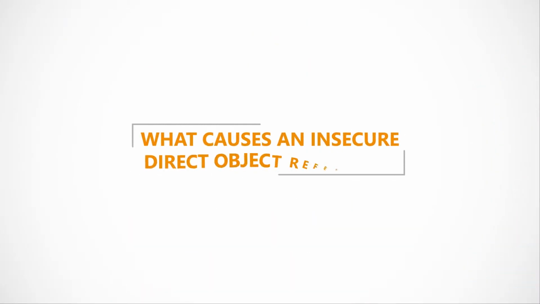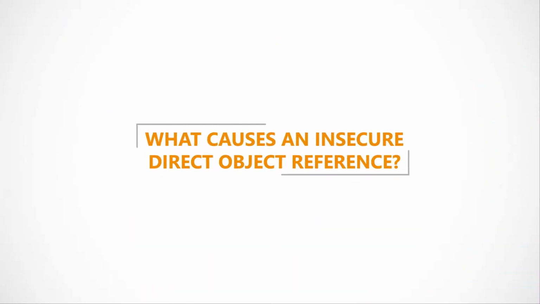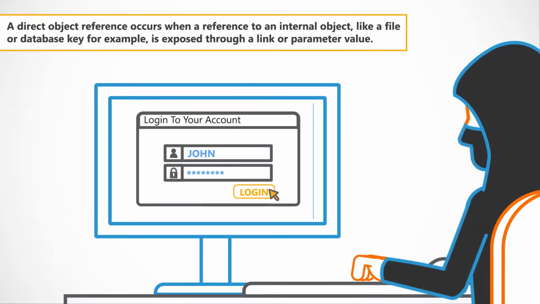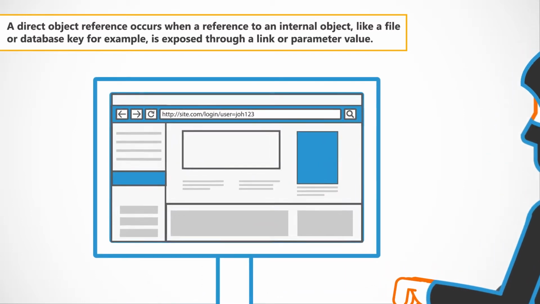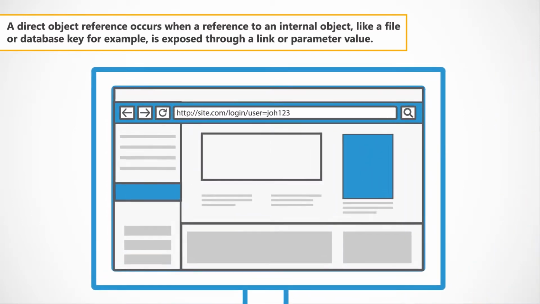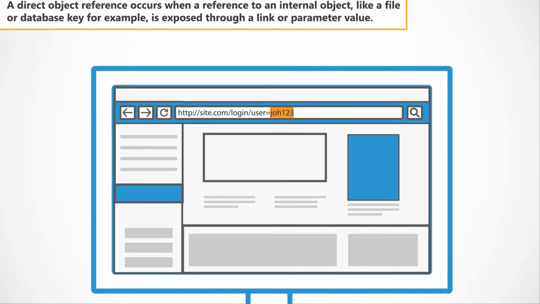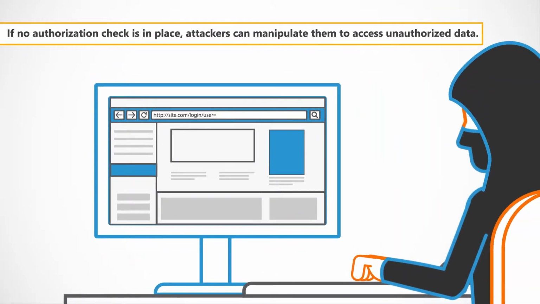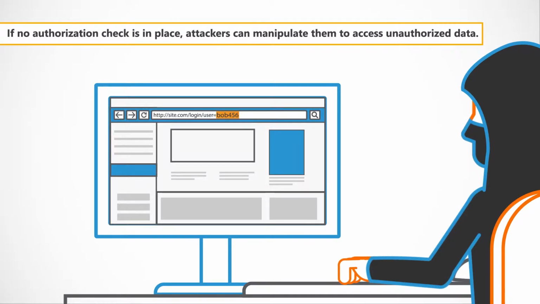What causes an insecure direct object reference? A direct object reference occurs when a reference to an internal object, like a file or database key, for example, is exposed through a link or parameter value. If no authorization check is in place, attackers can manipulate them to access unauthorized data.